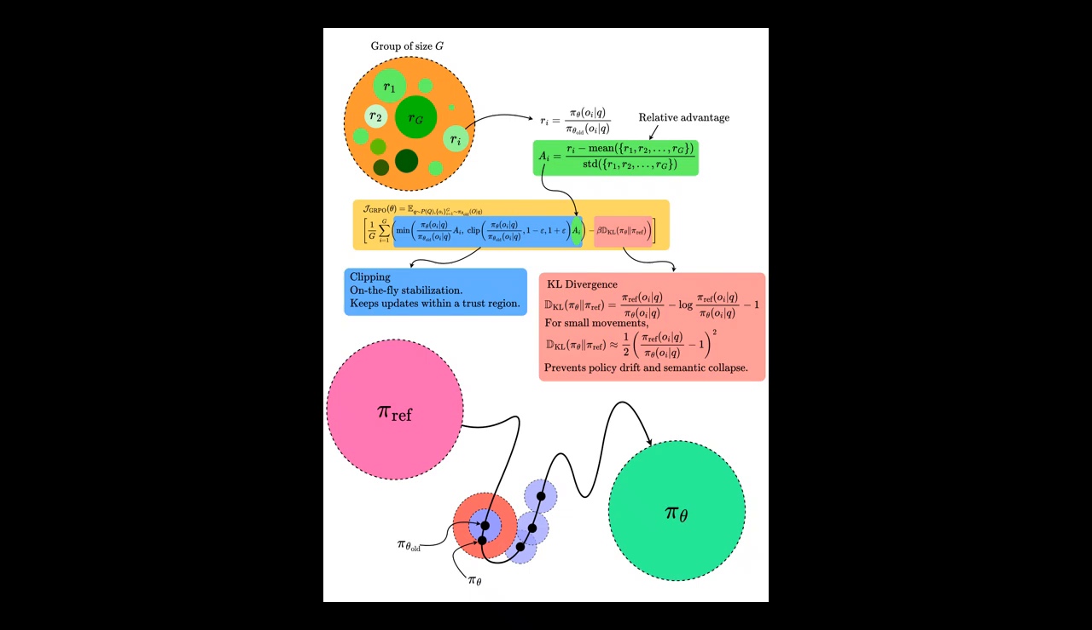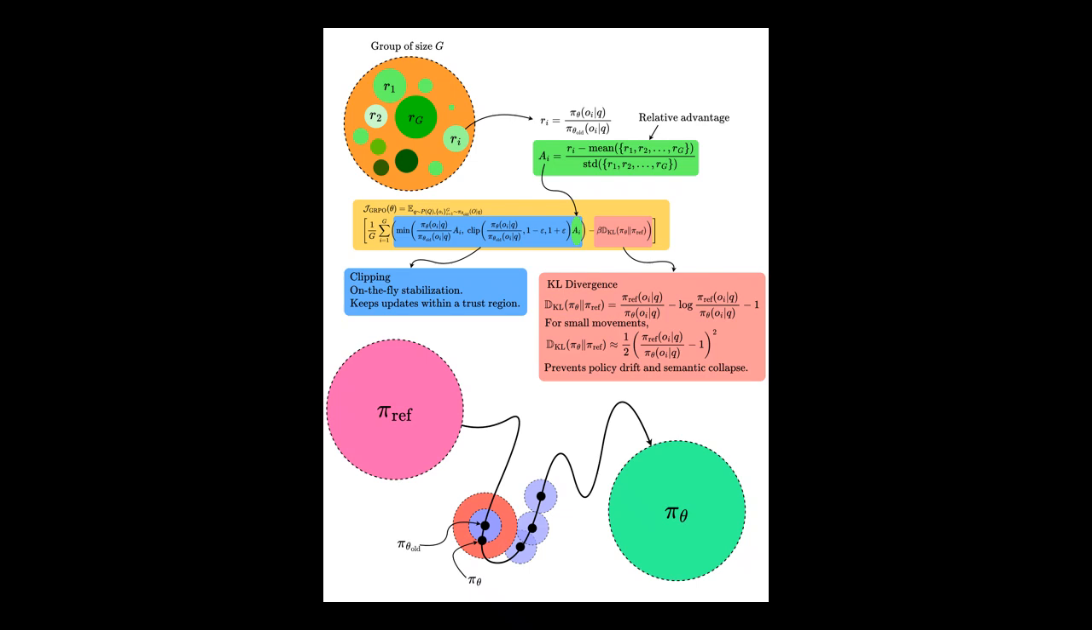DeepSeek-R1 was an important step in large language models because it was trained for a very specific goal, reasoning. This was done using a reinforcement learning method called Group Relative Policy Optimization, or GRPO. Reinforcement learning itself is not new for language models. Models like GPT already use reinforcement learning through RLHF, or reinforcement learning with human feedback. But DeepSeek-R1 uses reinforcement learning in a different way.